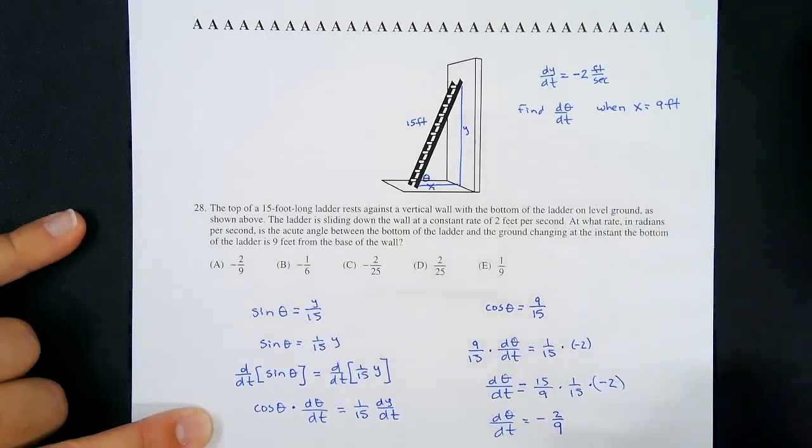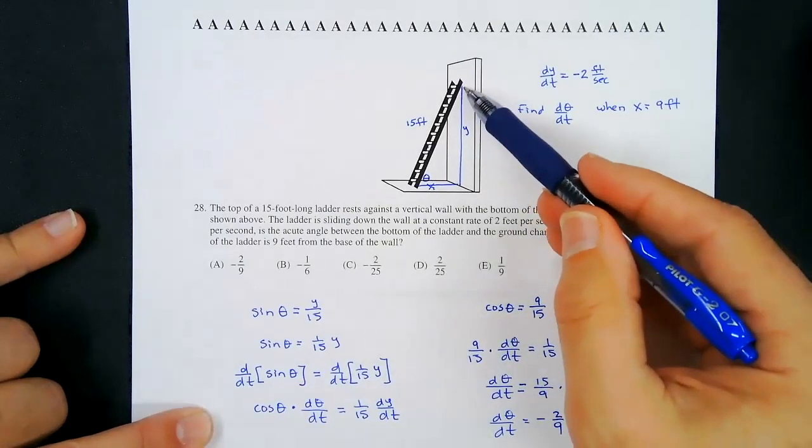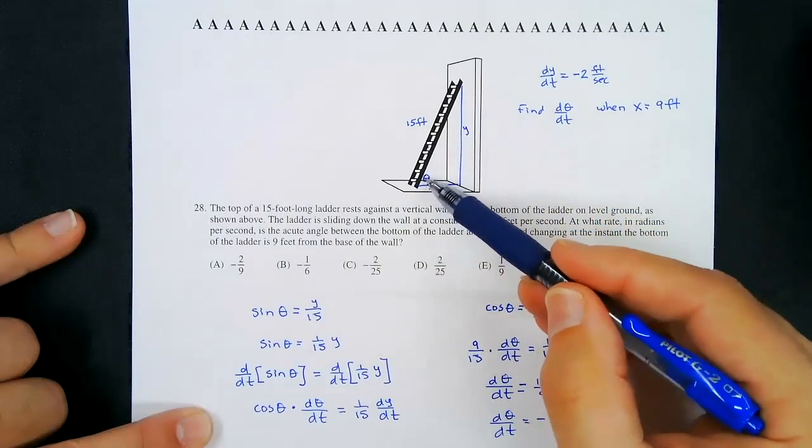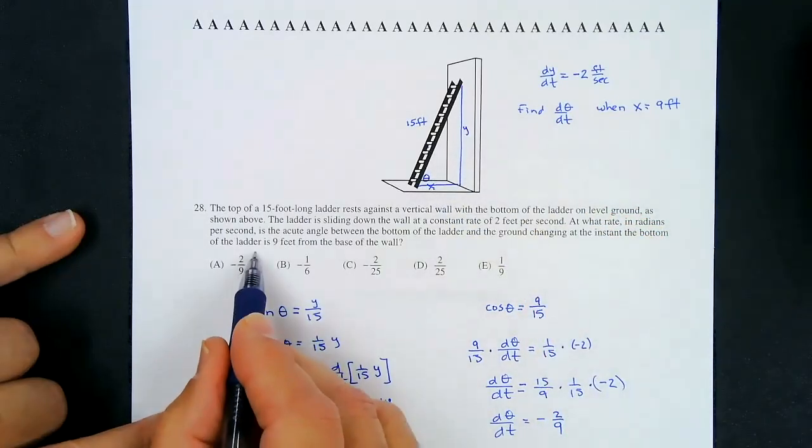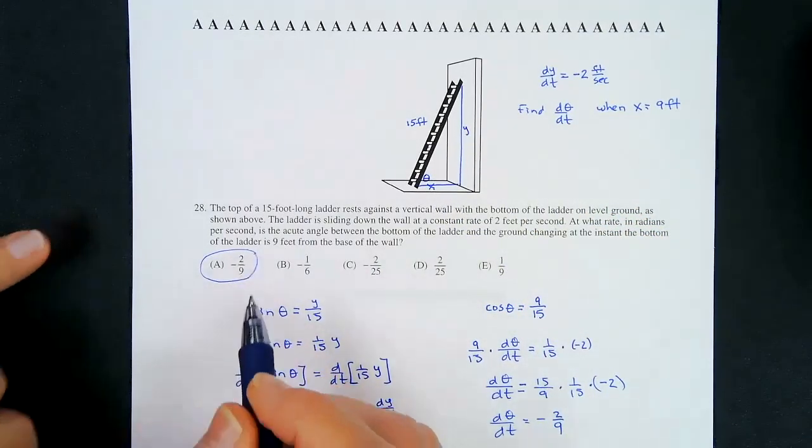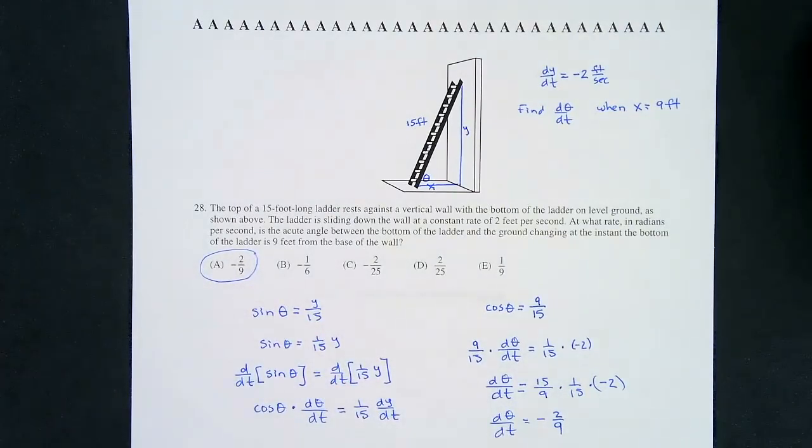And that should make sense. It's going to be negative. Why? Because this is sliding down, so this angle is going to be getting smaller. So the correct answer is A. And this is just a related rates problem, that's all it is.